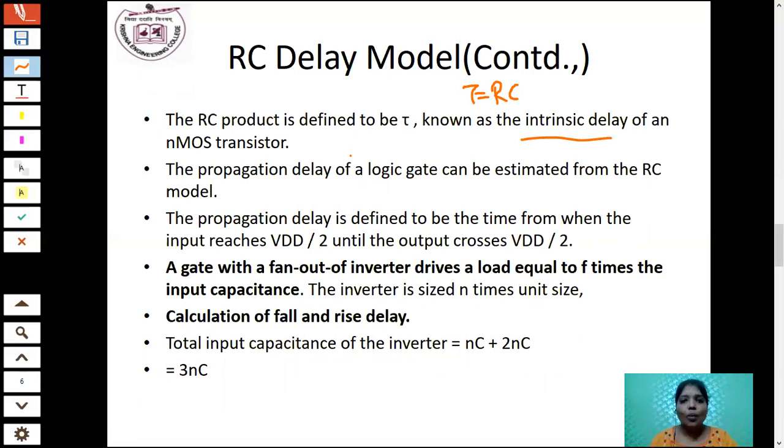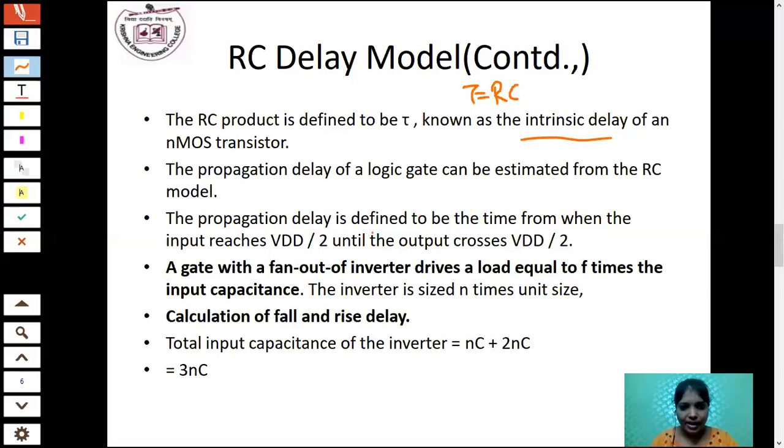So what is the meaning of propagation delay? Already I told you that the time taken for the input to propagate to the output is the propagation delay. So what is the use of the RC delay model? In the RC delay model, we estimate the propagation delay. The propagation delay of logic gates can be estimated from the RC model. We consider the resistance and capacitance inside the MOS transistor, that is, inside the NMOS and PMOS transistor. We never consider the external resistance and capacitance value.